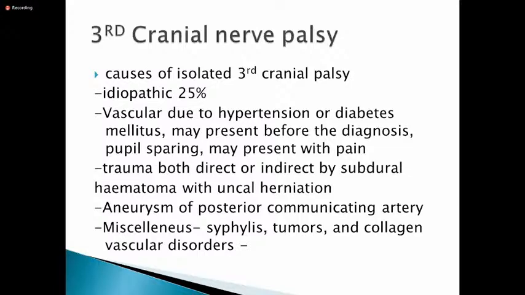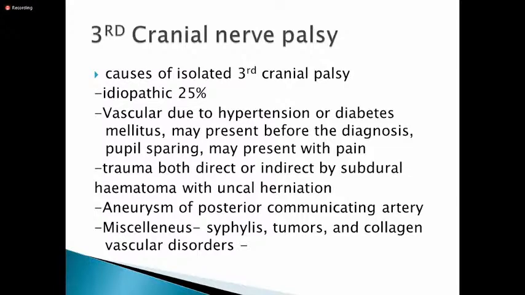This is a very special type of ptosis, because in most cases the pupil is spared. Remember, the third cranial nerve also supplies the pupil. So when there is paralysis of the third cranial nerve, the pupil will be dilated. But if you see a third cranial nerve palsy and the pupil is spared, most likely this is vascular, from a vasculopathy due to hypertension and diabetes mellitus.